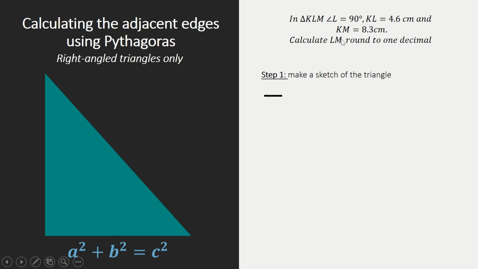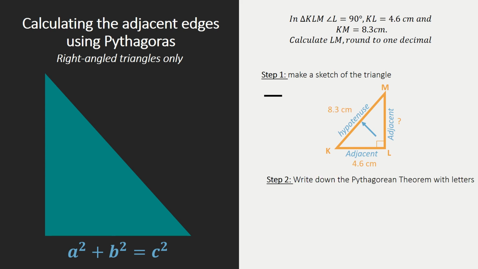So step 1 is to make a sketch of triangle KLM. Make sure that you make your sketch so that angle L is equal to 90 degrees. We know that opposite to our right angle is our hypotenuse. And attached to our right angle we have our adjacent edges. KL was 4.6 centimeters. We do not know what ML is, and KM equals 8.3 centimeters.